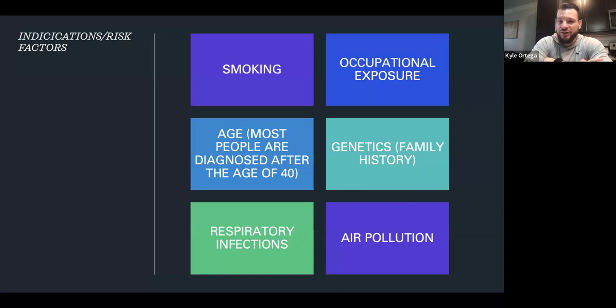So age, most people are diagnosed after the age of 40. As we get older, our lungs get worse, deteriorate a little bit. Genetics, family history of it can definitely be an indicator as well. Respiratory infections, bronchitis, pneumonia, over time, you get them a lot, you leave a lot of scarring tissue in those lungs and help develop that COPD. And then air pollution. If you have bad lungs and then you live in an area where they say don't go outside a lot, it's not good, not good at all.